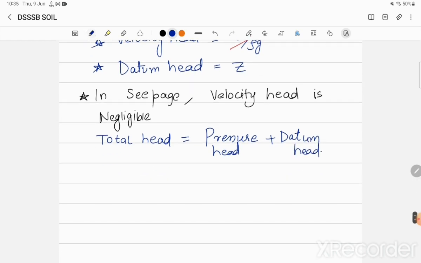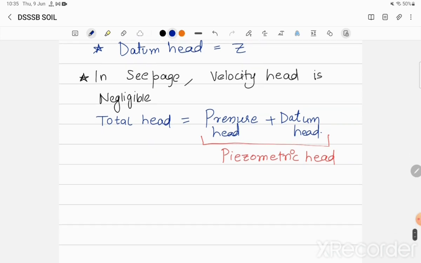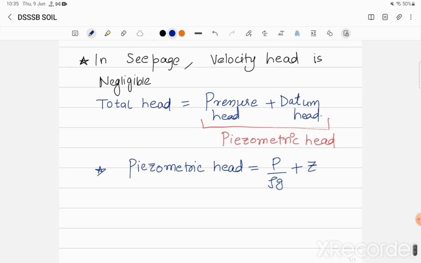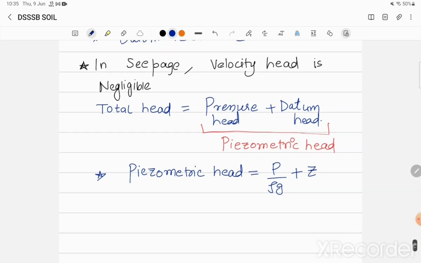Now this combination of pressure head and datum head is also known, from fluid mechanics, as piezometric head. We can also write piezometric head as P by rho g plus Z. Hence in case of seepage in soil, total head is piezometric head.